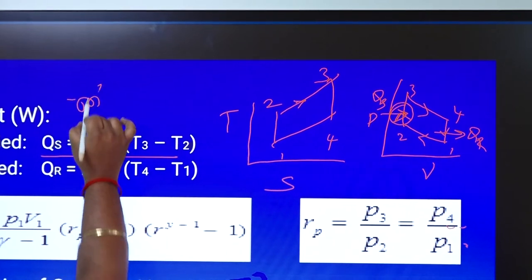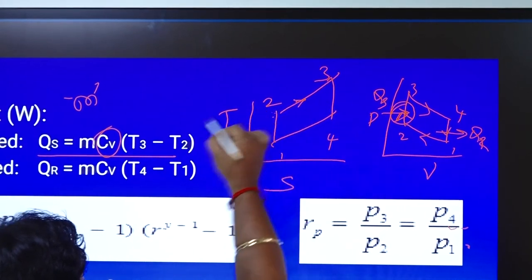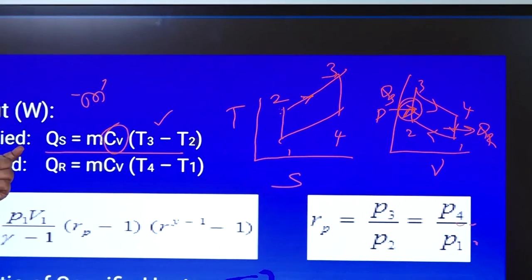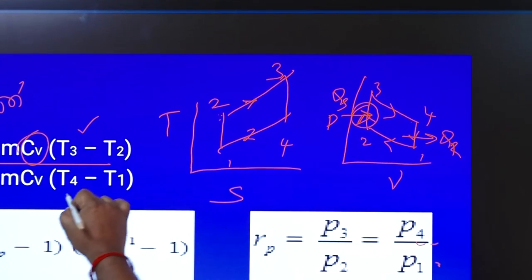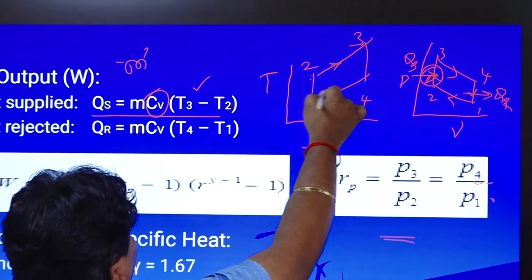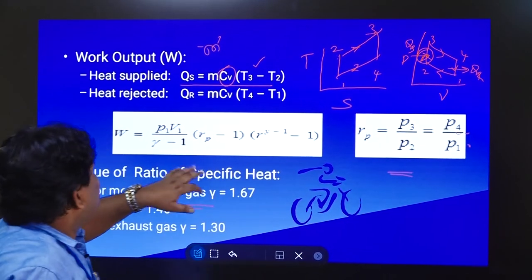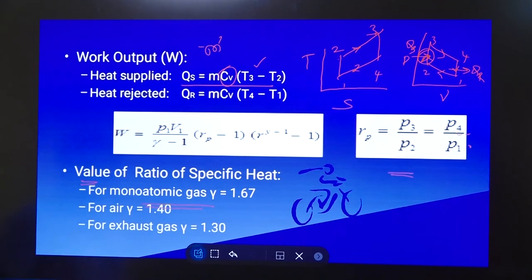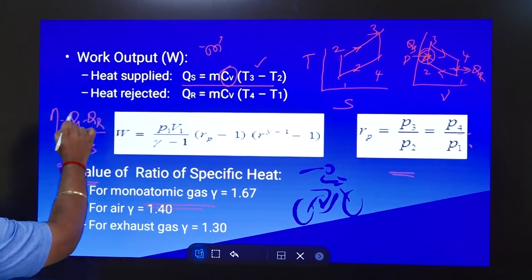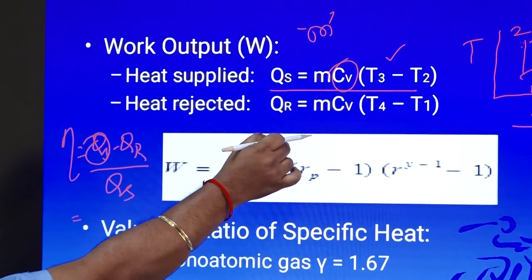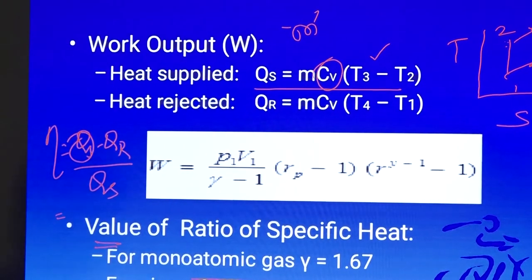Let the mass be m kg, the specific heat Cv, and the temperature difference T3 minus T2. So you get the amount of heat energy supplied, and the heat energy rejected is from 4 to 1, so T4 minus T1. So QR is m Cv into T4 minus T1. When you simplify this, you get the efficiency: eta is equal to QS minus QR divided by QS, that is m Cv into T3 minus T2 minus m Cv into T4 minus T1, divided by m Cv into T3 minus T2. You simplify all those and you get the value of efficiency.